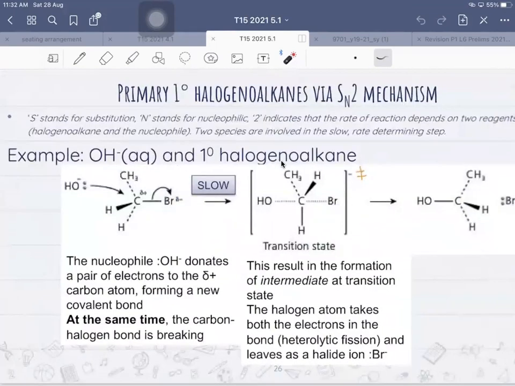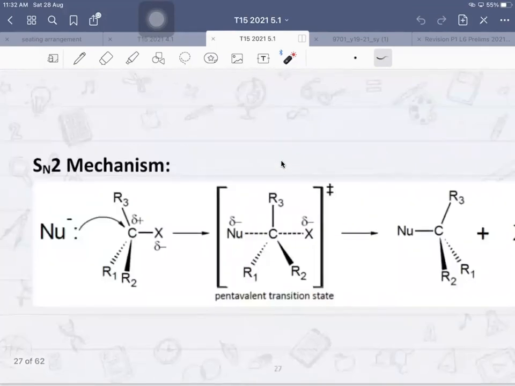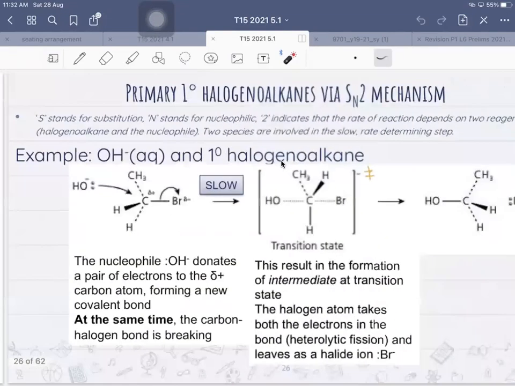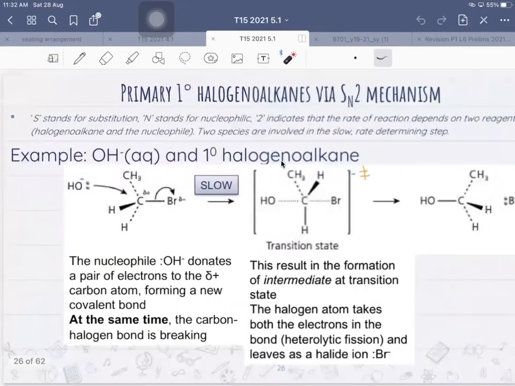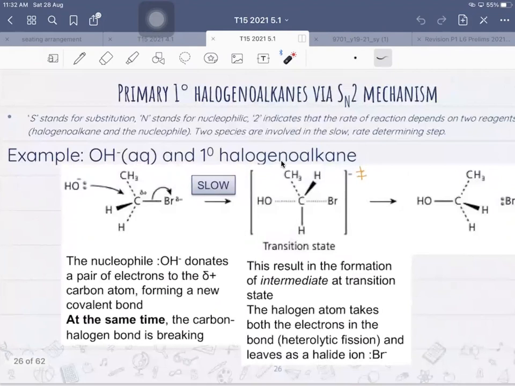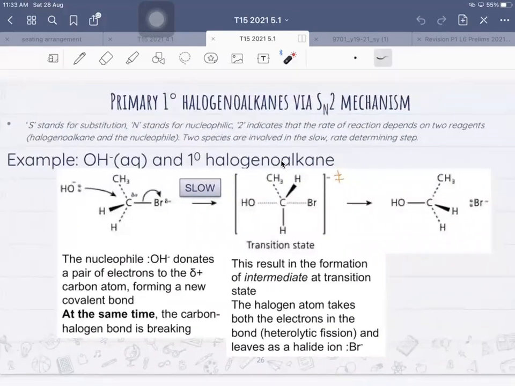Okay, moving on. SN2 works with any primary halogenoalkane, and it works with any nucleophile. As long as you follow the steps, then everything should be correct.